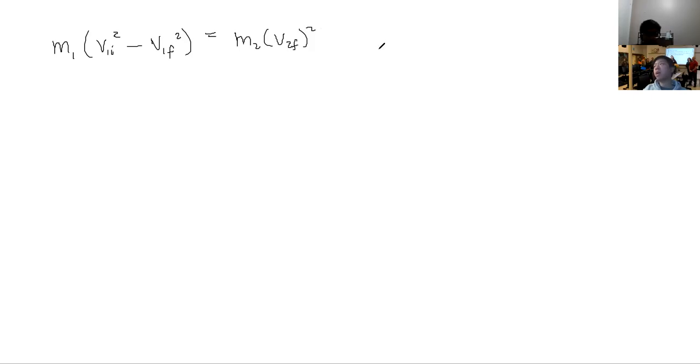And now this is the difference of squares. So how do we factor this? How do you factor a difference of squares? I plus F, I minus F, good.